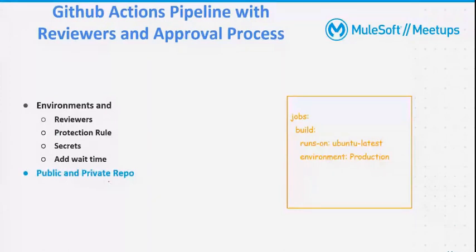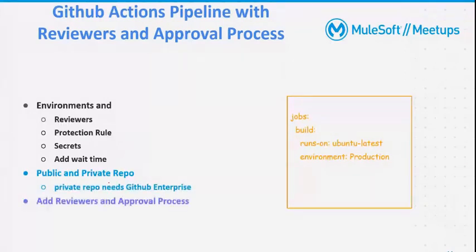If you're creating a public repo, the environments and protection rules are available there. If you're creating a private repository, then you need to buy the license, so you need to use the GitHub Enterprise version. So private means GitHub Enterprise. You can add reviewers and an approval process, with a maximum of 6 reviewers.